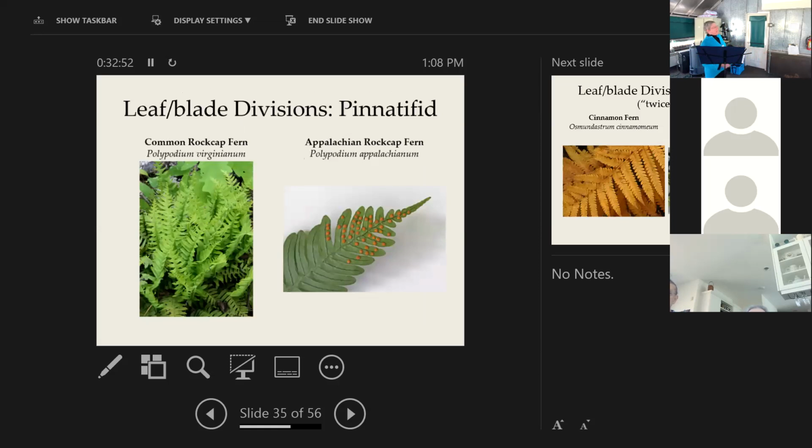Well, now sometimes it looks like it's a pinnate fern, a once cut fern, but it's not really quite cut all the way to the rachis. See how that's not quite cut all the way? And this is called pinnatifid, sort of resembling pinnate. And that's true of our rock polypodies. The common rock polypody is common here in the Piedmont. It's a beautiful fern. You can see it in the wintertime on rock outcrops. It loves crevices of rocks, so it's evergreen.